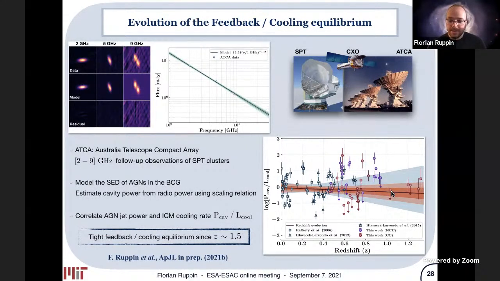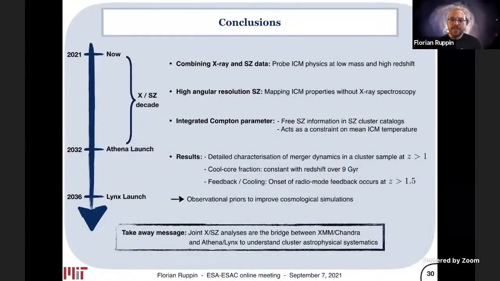So this is also a new constraint to add to the simulations. To conclude, I would say that combining X-ray and SZ data gives us a way to probe the ICM physics at low mass and high redshift. We've shown that high angular resolution SZ gives us a way to map the ICM properties without relying on X-ray spectroscopy. The integrated compound parameter is some SZ information that everyone can have for free because it's in most SZ cluster catalogs, and it can act as a constraint on the mean ICM temperature.